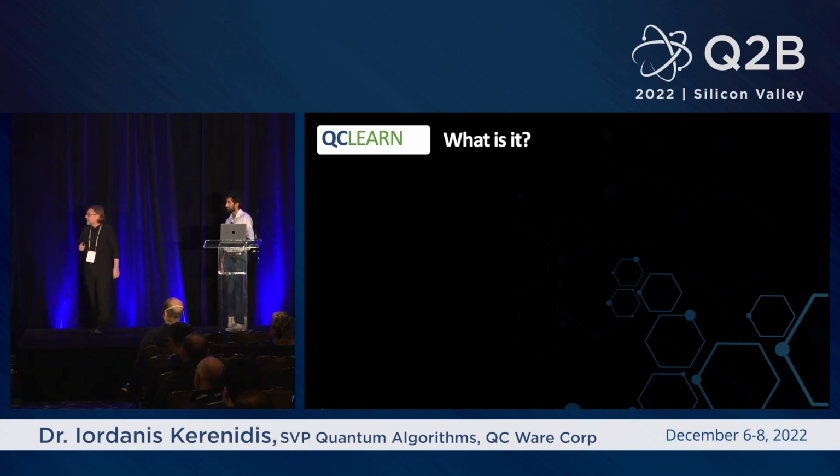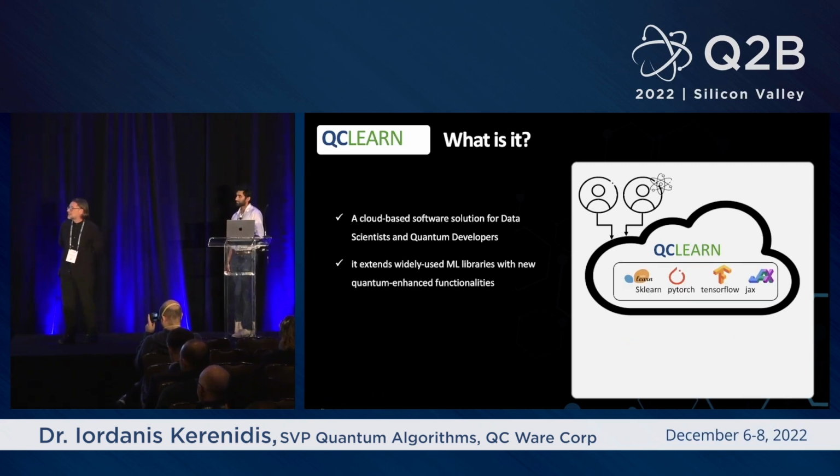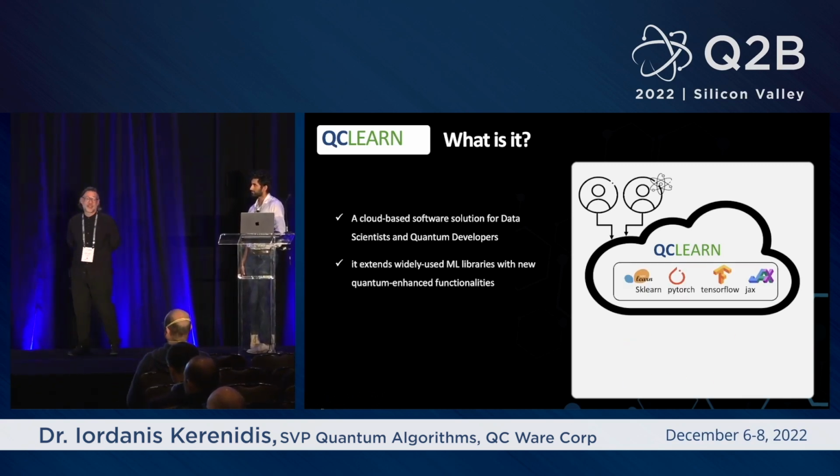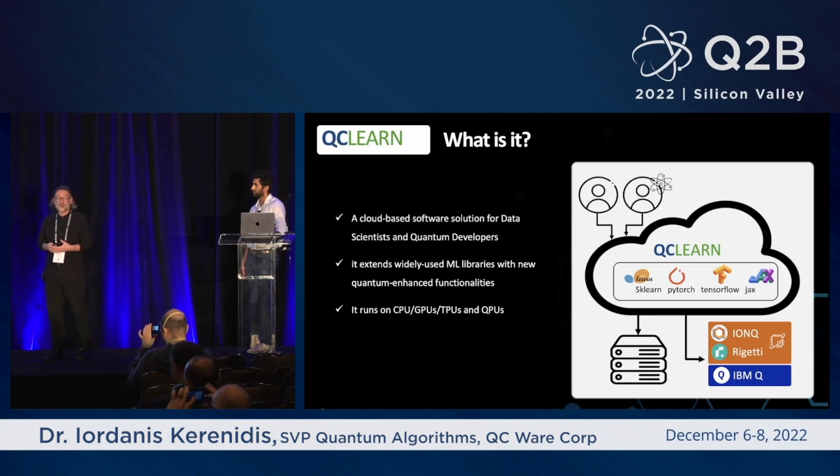So what is QClearn? QClearn is a cloud-based software solution for data scientists and quantum developers. It extends widely used machine learning libraries, things like sklearn, PyTorch, TensorFlow, and JAX, things that any data scientist uses, with new quantum and quantum-inspired functionalities. It runs today on CPUs, GPUs, and TPUs, and also on available quantum hardware, for example IonQ or Rigetti through Braket, or IBM Q.